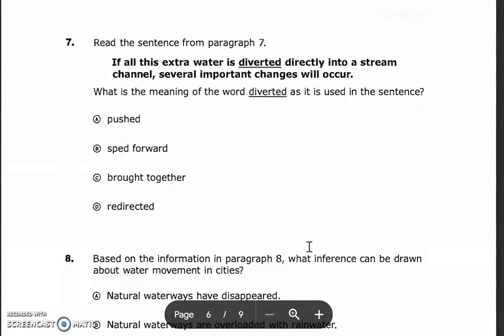Number 7. Read the sentence from paragraph 7. If all this extra water is diverted directly into a stream channel, several important changes will occur. What is the meaning of the word diverted as it is used in the sentence? A, pushed, B, sped forward, C, brought together, D, redirected.